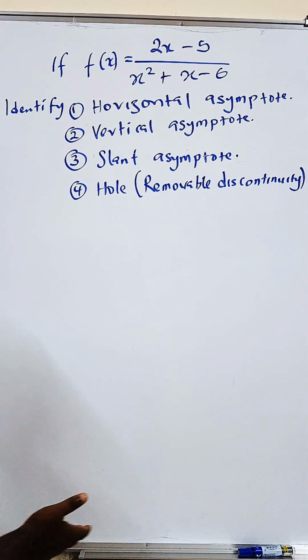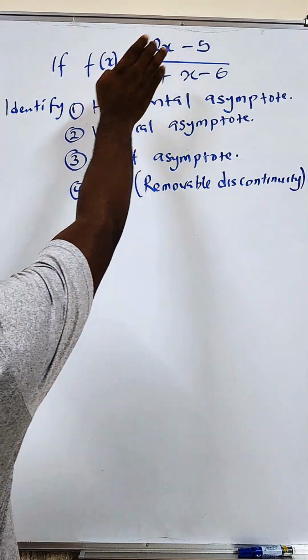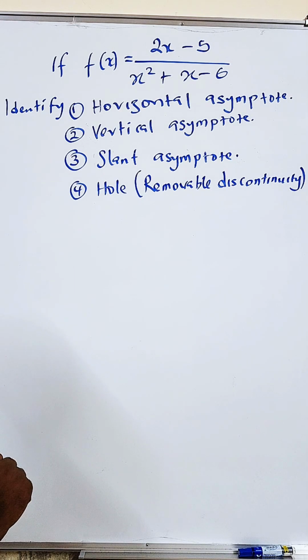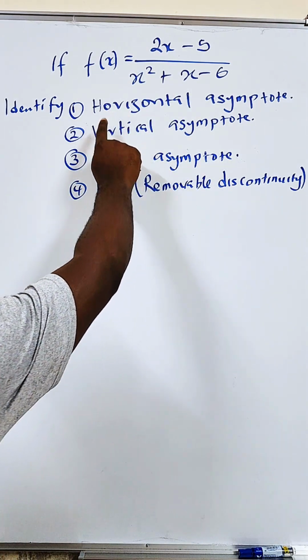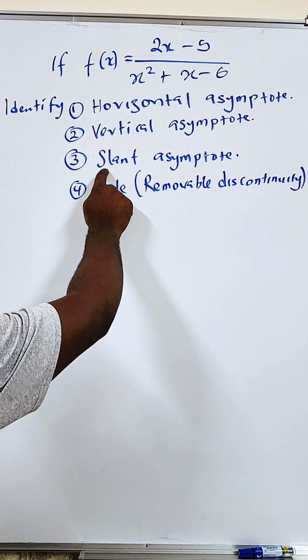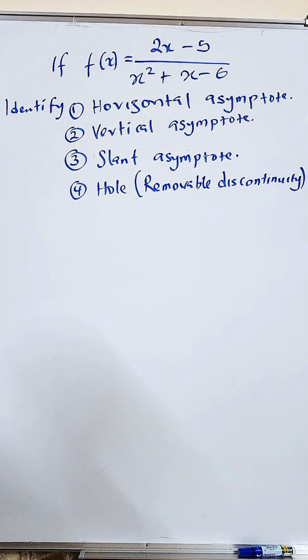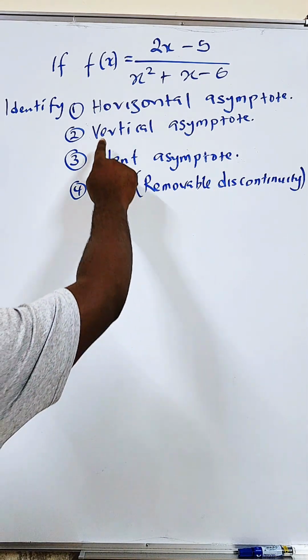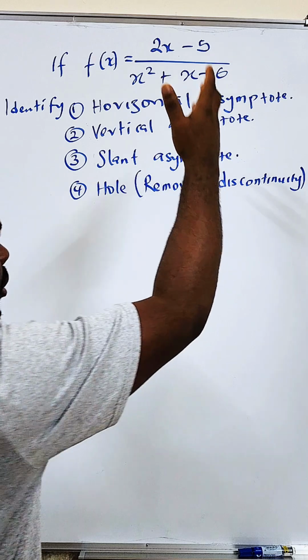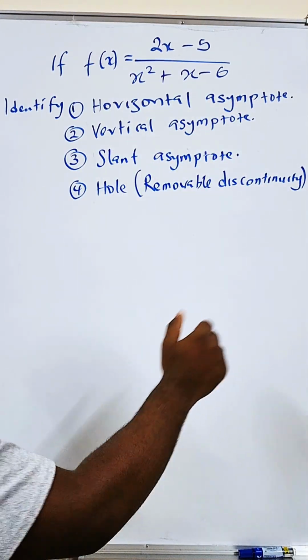Okay. If f of x equals this rational function, we are to identify the horizontal asymptote, vertical asymptote, slant, or hole, which we also call removable discontinuity. Also know that vertical asymptote is also called non-removable discontinuity.